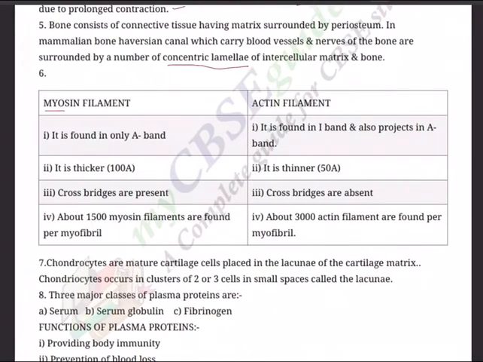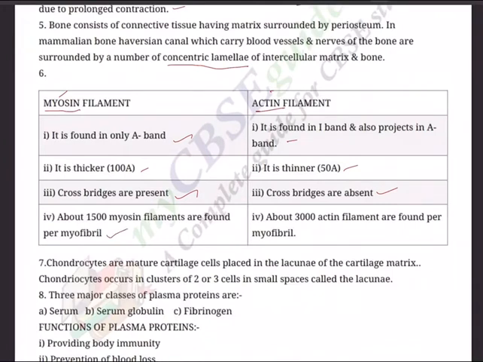And then muscles, we said two proteins, most important, and I also said the myasthenia gravis, remember? Myosin filament, actin filament. Myosin is found only in the A band, while actin is found in the I band and also projects into the A band. Actin filament is present in both. Myosin is thick, 100 angstroms. Actin is thinner, 50 angstroms only. Cross bridges are present in myosin, cross bridges are absent in actin.